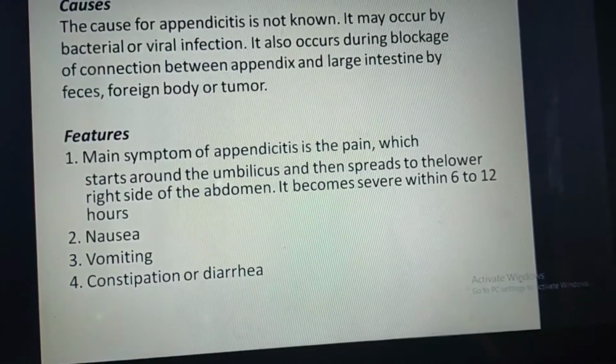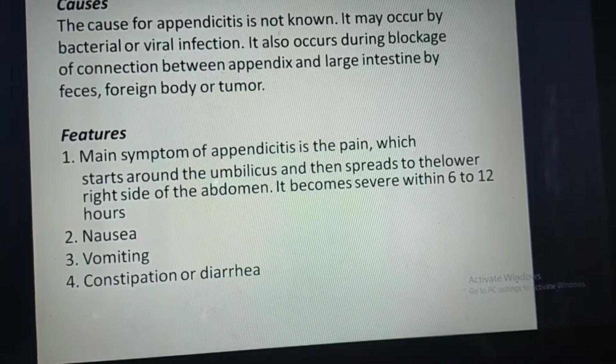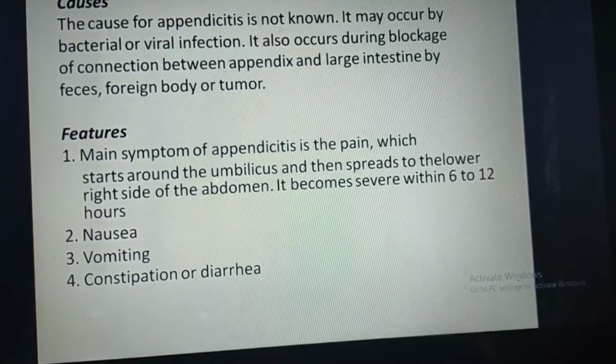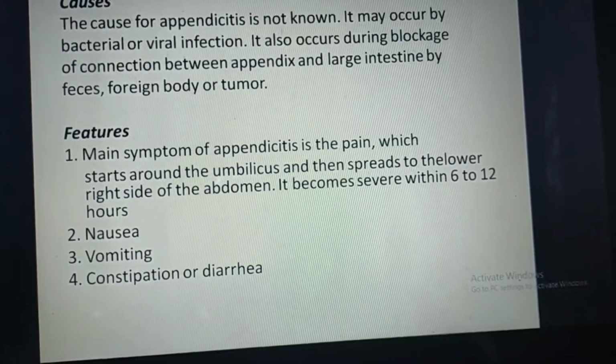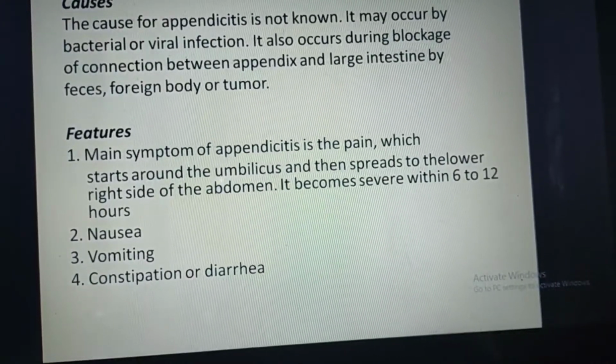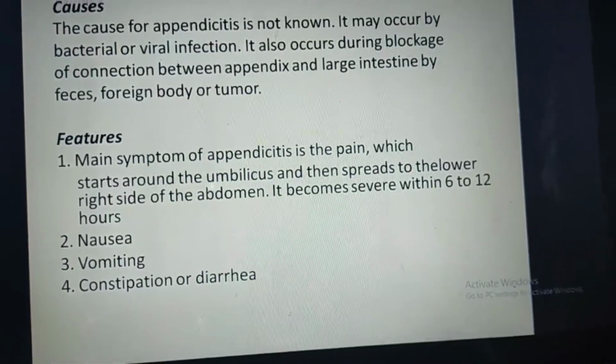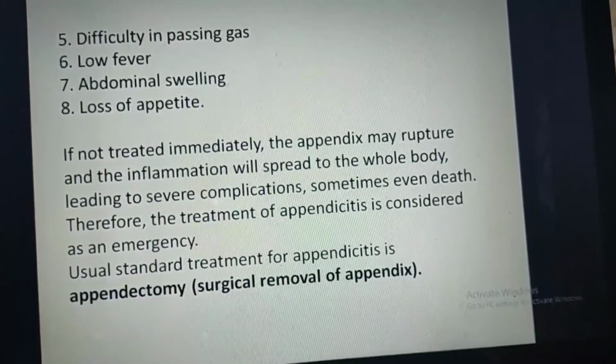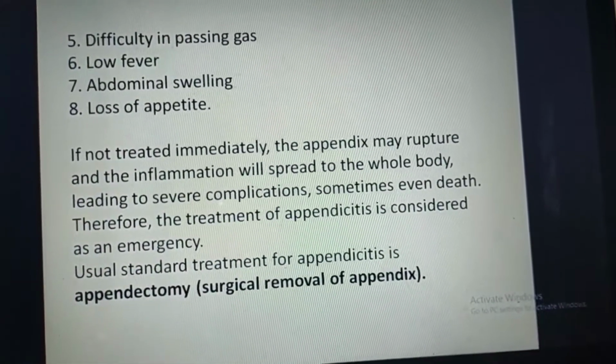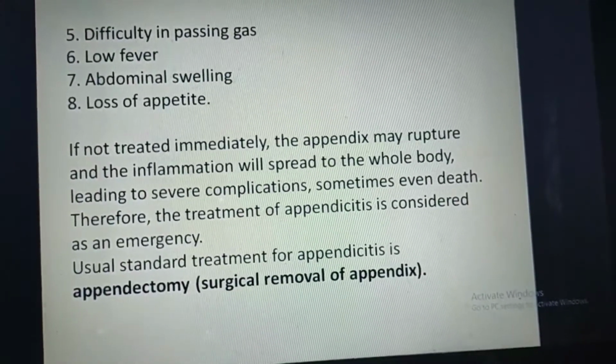Features. The main symptom of appendicitis is pain which starts around the umbilicus and then spreads to the lower right side of the abdomen. It becomes severe within 6 to 12 hours. There would be nausea, vomiting, constipation or diarrhea, difficulty in passing gas, low fever, abdominal swelling, and loss of appetite.